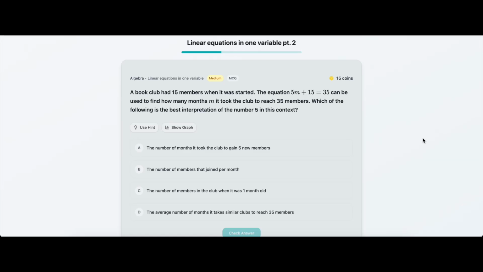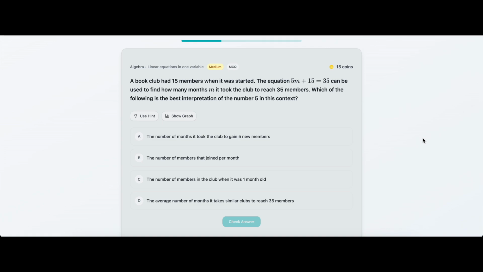Alright, let's take a look at some problems dealing with linear equations now. This one says a book club had 15 members when it was started. The equation 5m plus 15 equals 35 can be used to find how many months it took the club to reach 35 members. Which of the following is the best interpretation of the number 5 in this context?